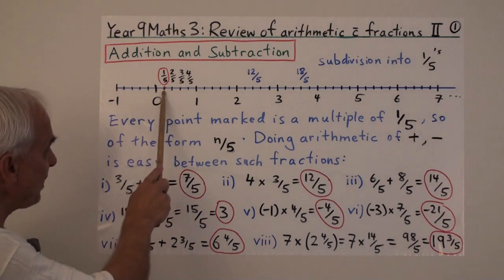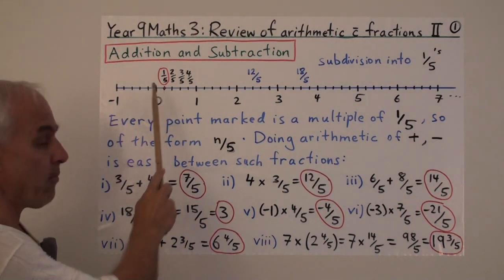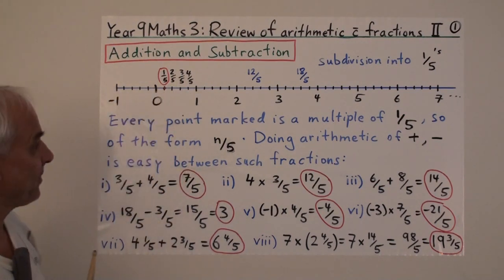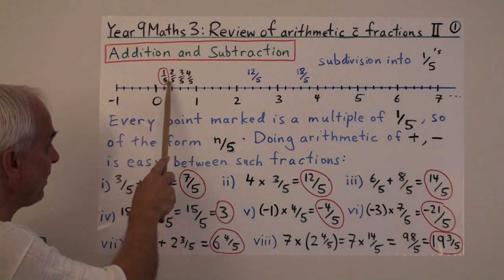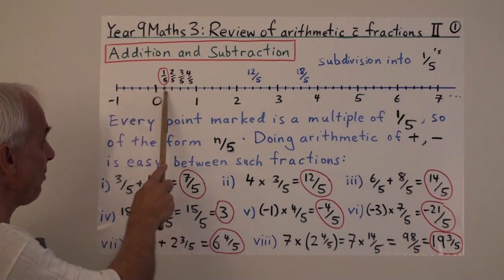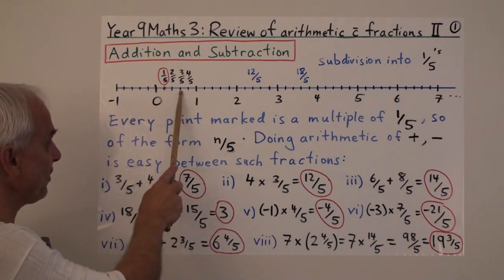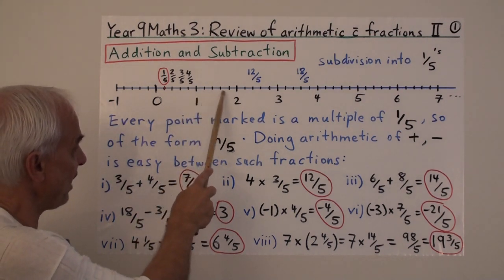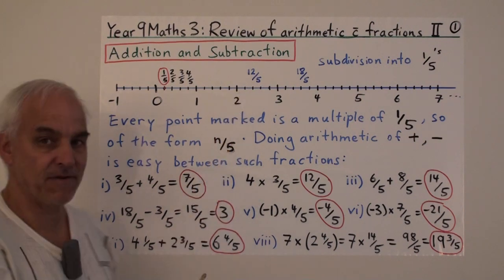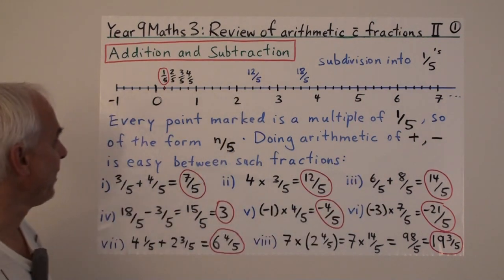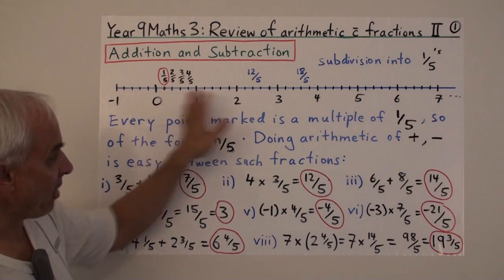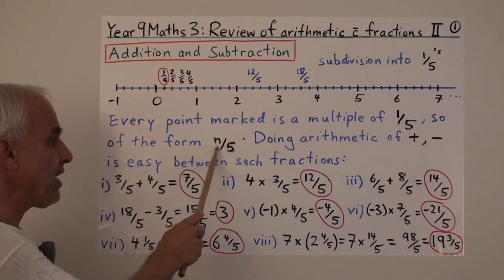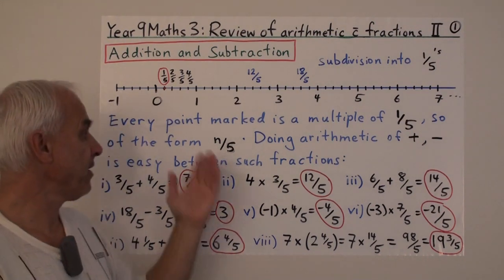And so we give this particular marker here the name 1/5 because it's 1/5 of the whole interval. Once that's 1/5, then the next one is 2/5. It's this one plus this one. And then the next one is 3/5, 4/5, 5/5, and so on. We could keep going, 6/5, 7/5, 8/5, 9/5, 10/5, 11/5, 12/5, and so on. Every point that we've got marked here is a multiple of 1/5, so it's actually of the form n over 5 for some integer n.